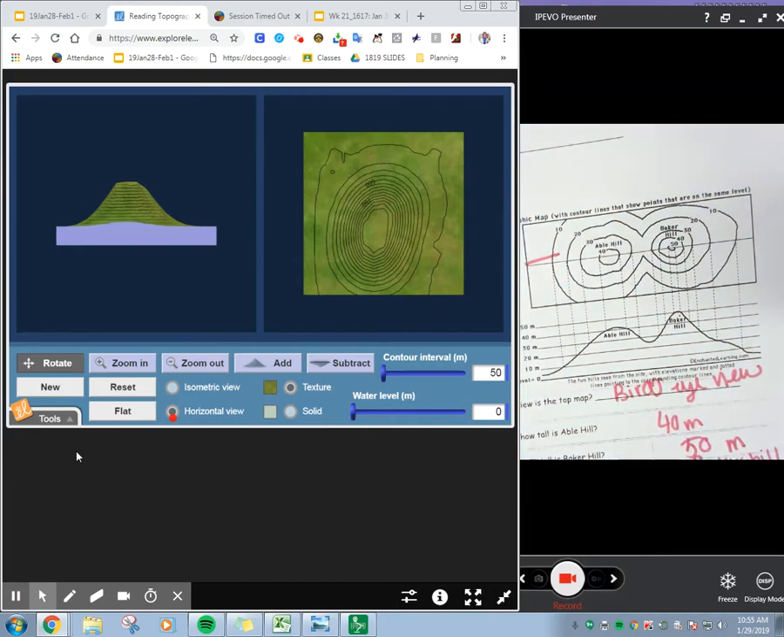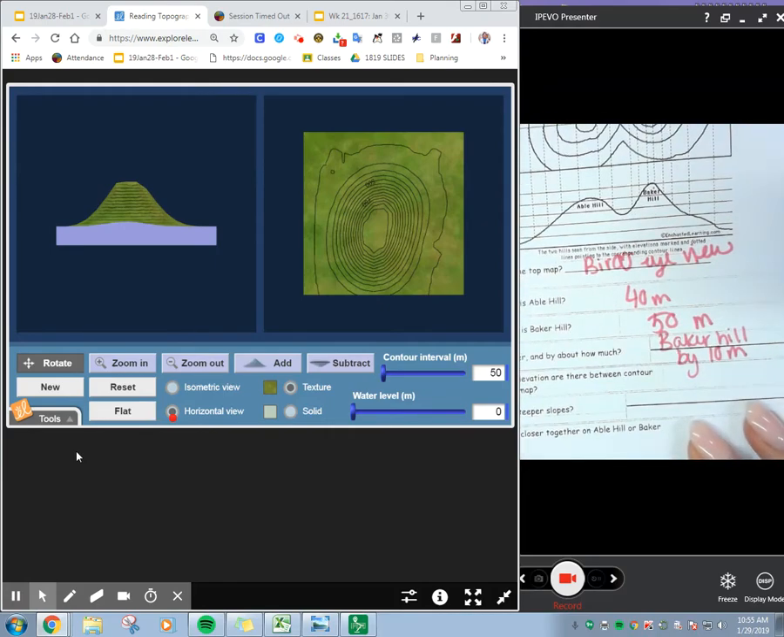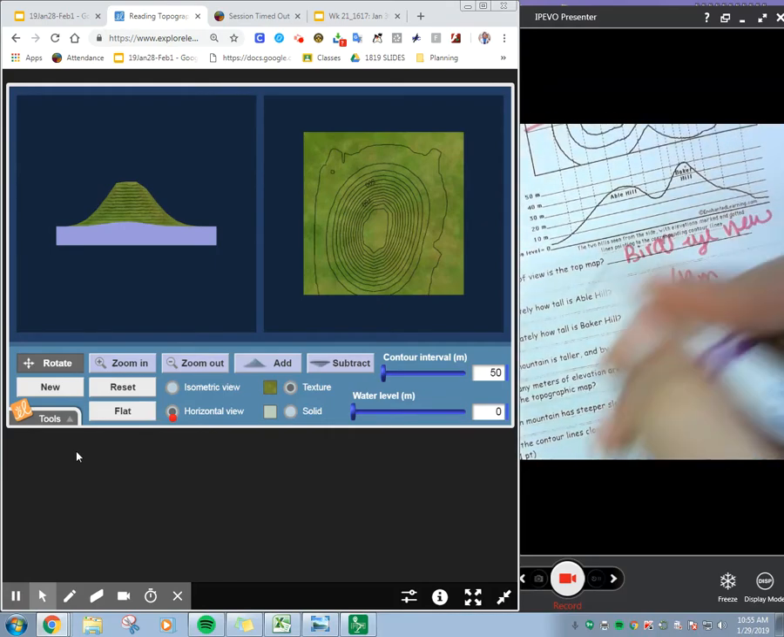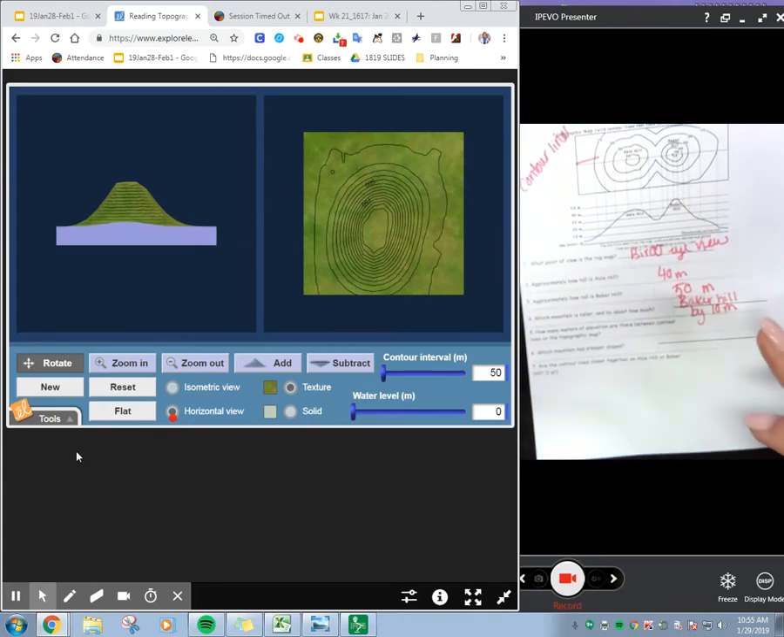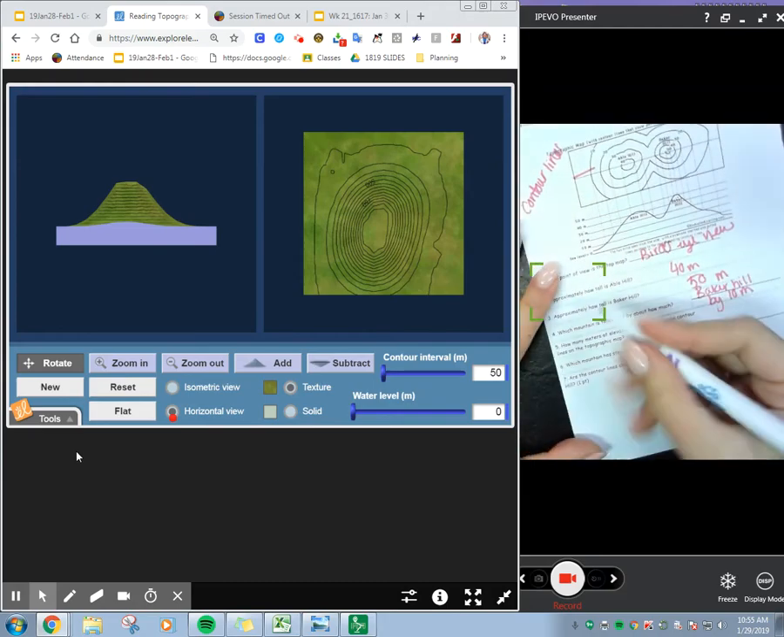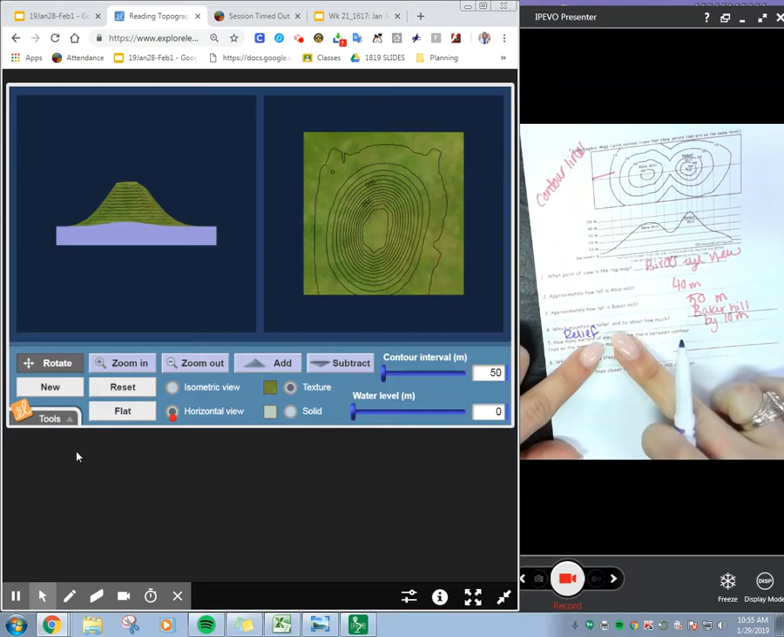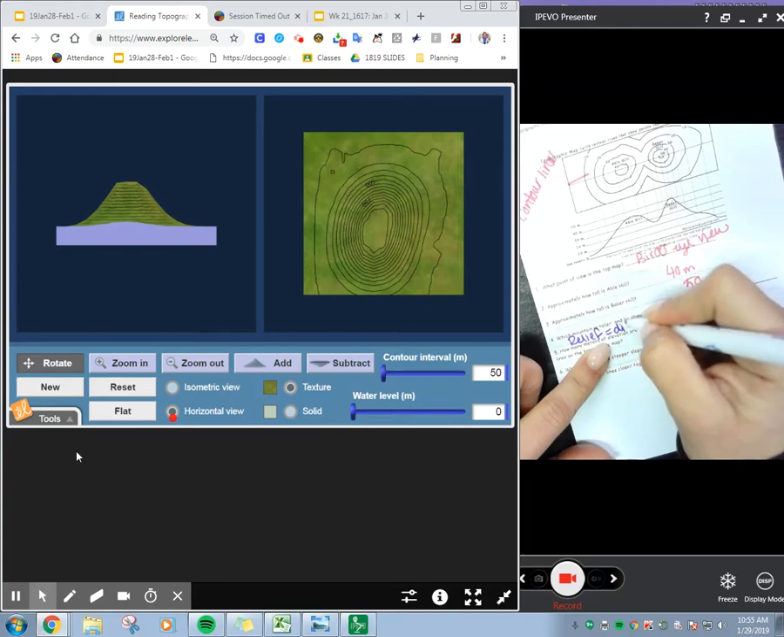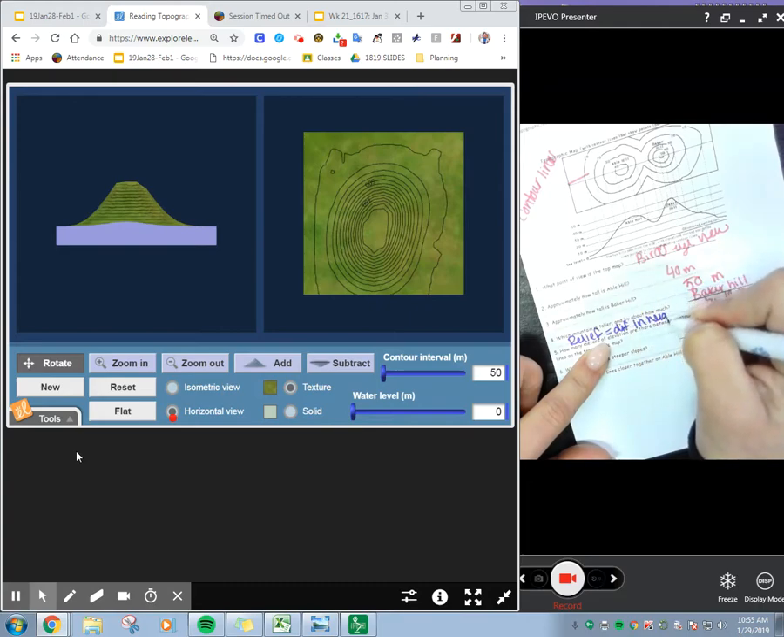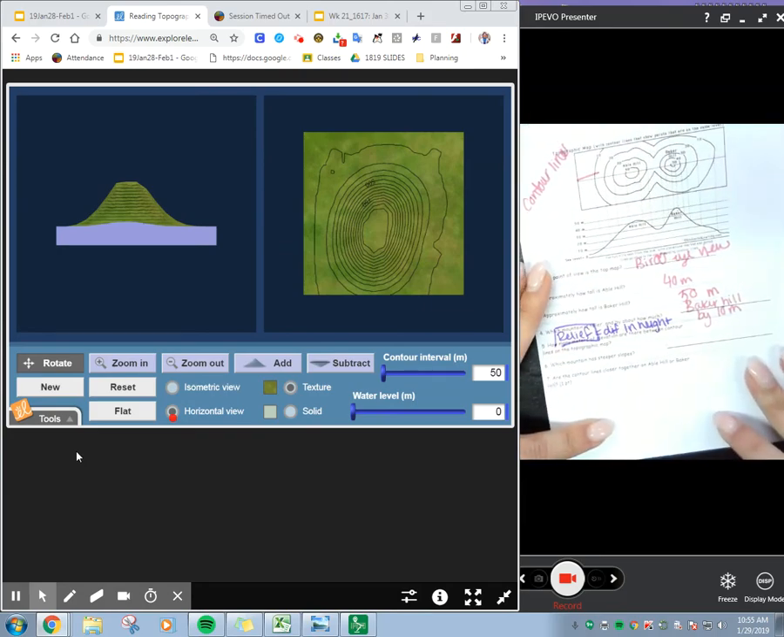Okay, there's a different way that I can ask this question. I can ask you, what is the relief of Baker Hill? Let me zoom out for a second. I can say, what is the relief between Baker Hill and Able Hill? And relief just means the difference in height. That's an important word to know, relief.